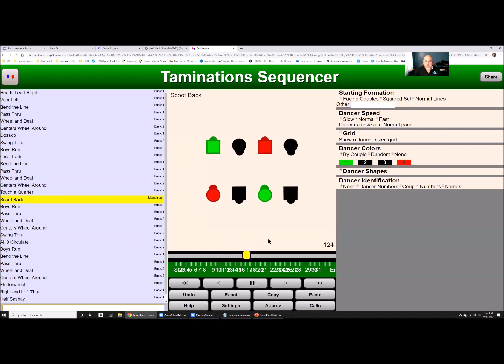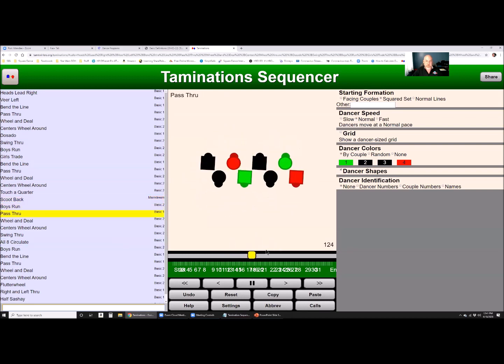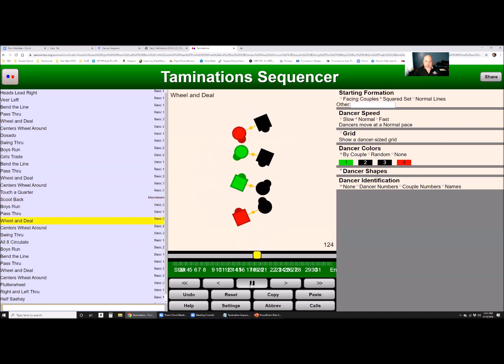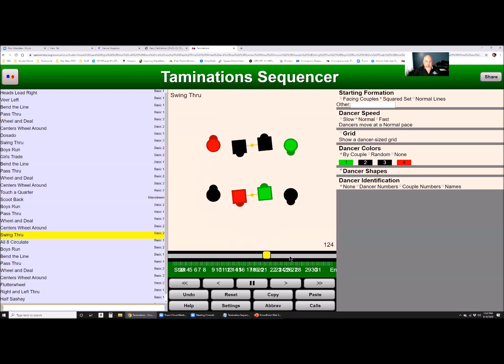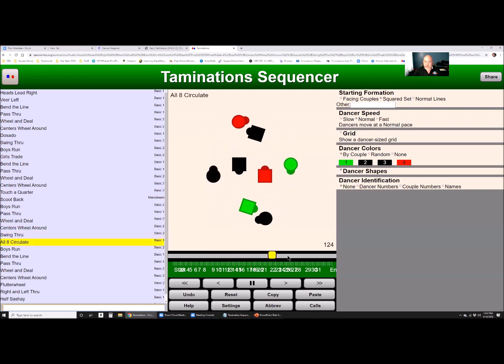We'll do a scoot back, oil run just for something to do, pass through, wheel and deal, and the centers wheel around. Again, new people are in the middle that you can't see. Then this time we'll do a swing through, but we won't just all run. We'll circulate it for something different.